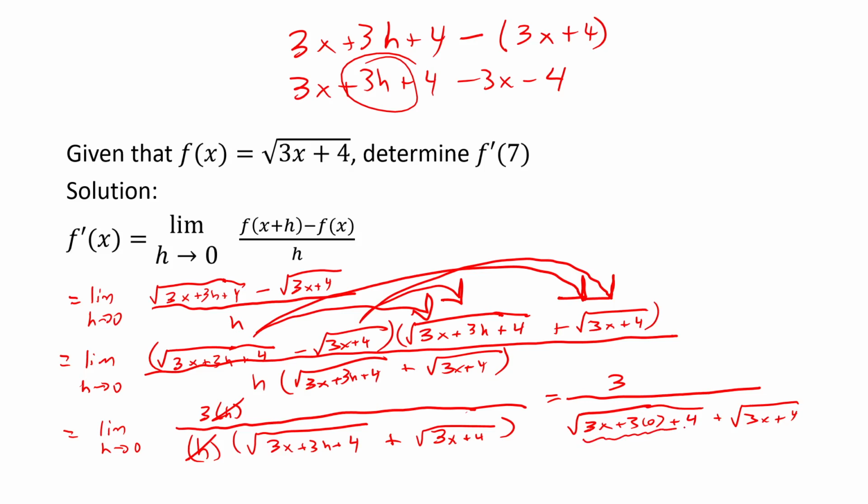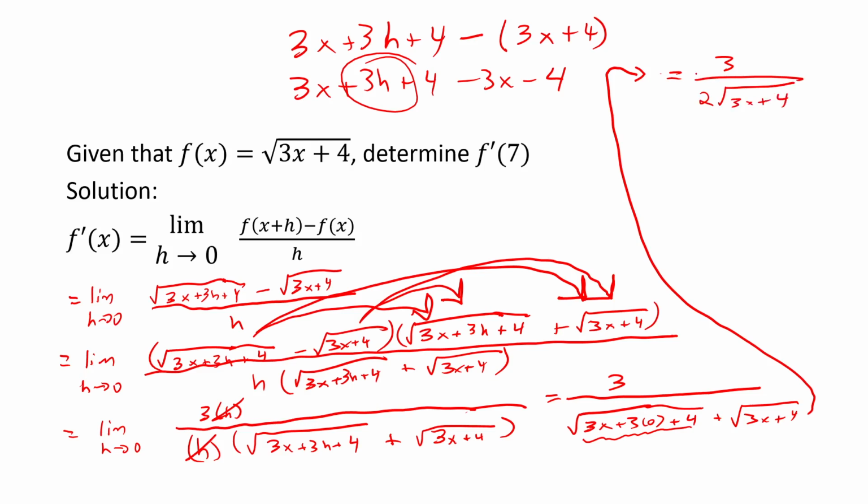This quantity right here, 3x plus 3 times 0 plus 4, is really just 3x plus 4. So really all we have downstairs is just the square root of 3x plus 4 plus the square root of 3x plus 4. That is equal to 2 times the square root of 3x plus 4. And so that is what f prime of x is equal to, this circled quantity up at the top with the star next to it.